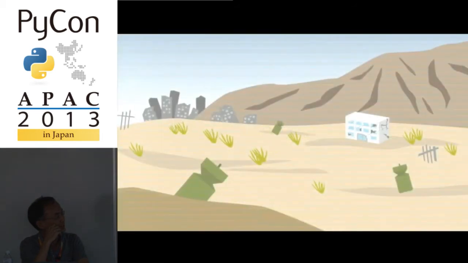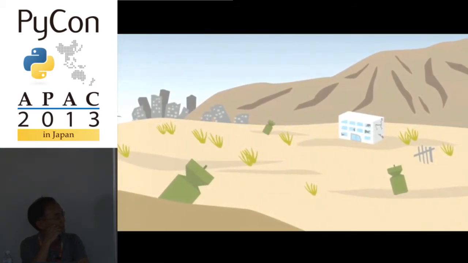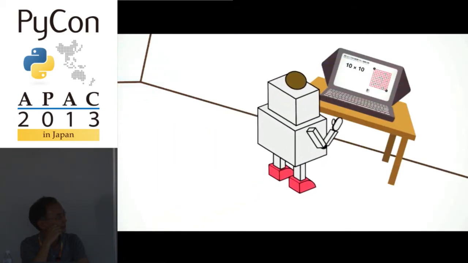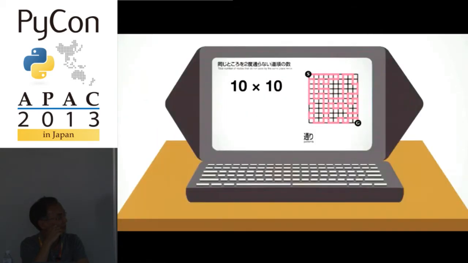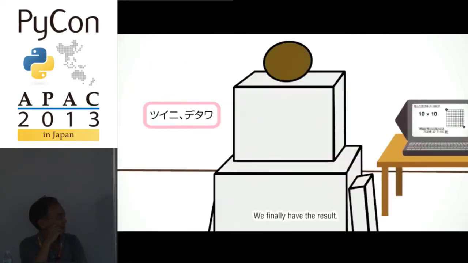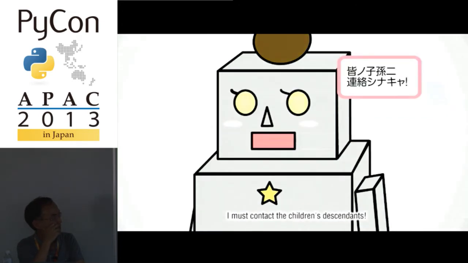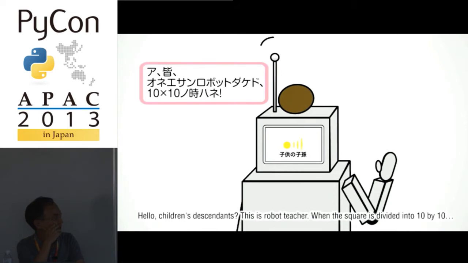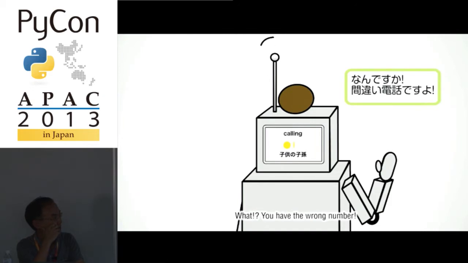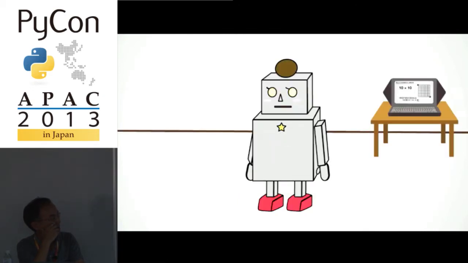250,000 years later. We finally have the result when the square is divided into 10 by 10. There are many ways. I must contact the children's descendants. Hello, children's descendants. This is robot teacher. When the square is divided into 10. What? You have the wrong number.